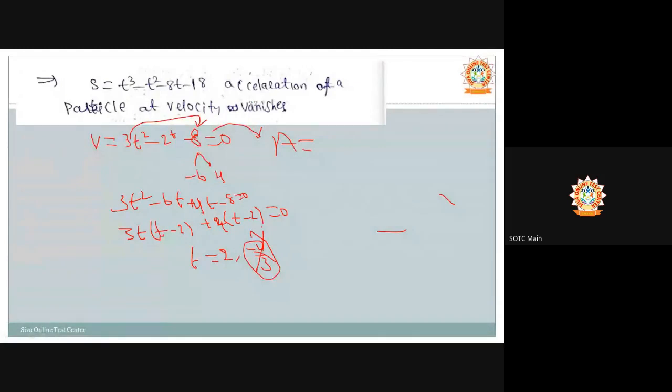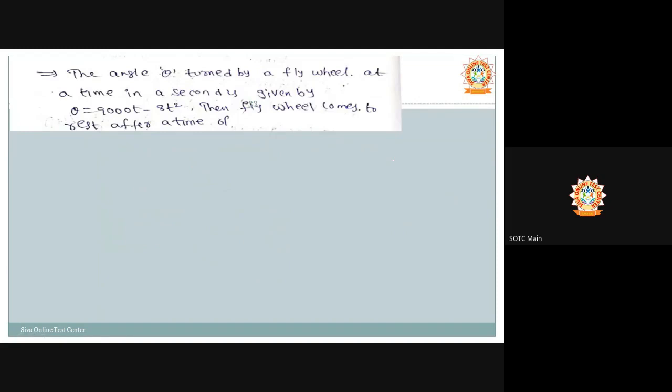10 sir. Yes, 10 meter per second square. So if you find that, what will become? 3t square. If you take the derivative of 3t square, it will become 6t minus 2. So substitute in the place of t as 2, it will become 12 minus 2, that is 10 meter per second square is the correct answer. Clear? Yes, sir. Let us move to the next question.